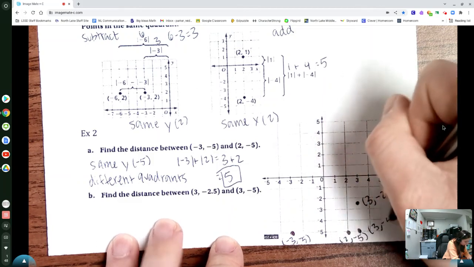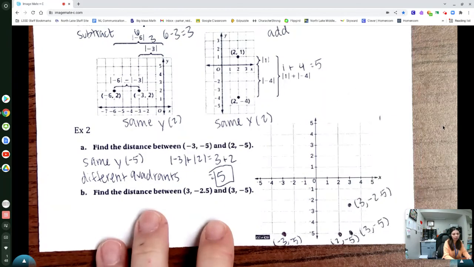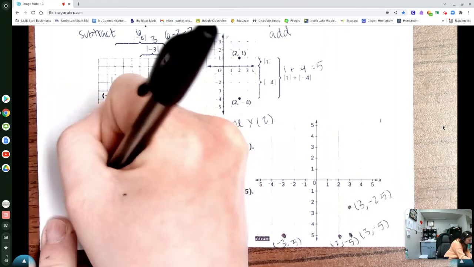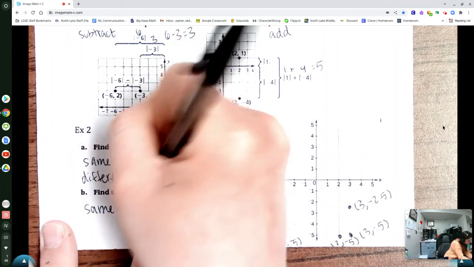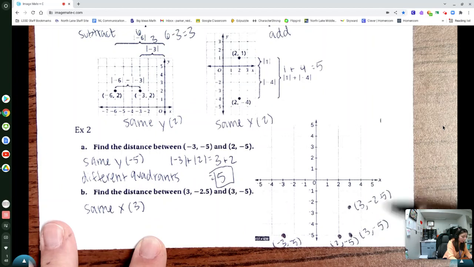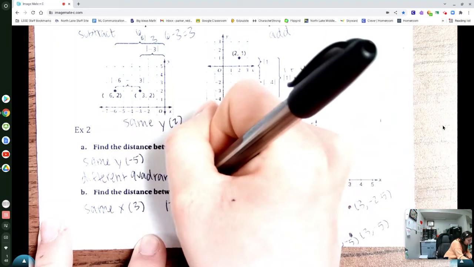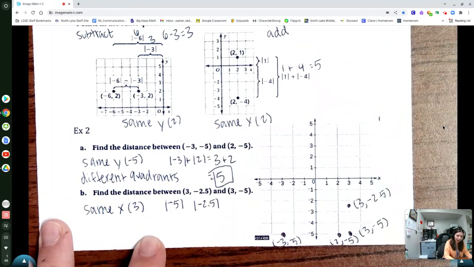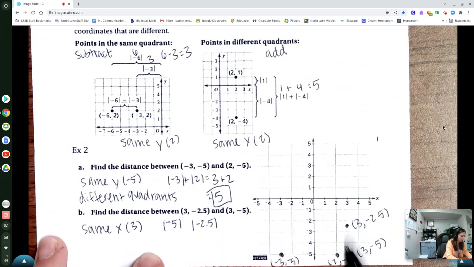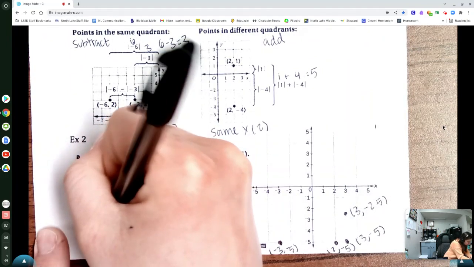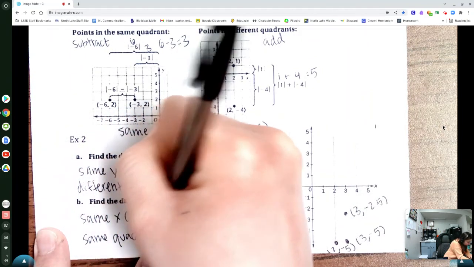3, comma, -5. So remember, we can only find the distance between points that have at least one value in common. These have an x value in common. They have the same x value of 3. That means I need to take the absolute value of the y values because that's what's different. So I'm going to take the absolute value of -5, sorry, and the absolute value of -2.5. Now the question is, do I add or subtract these? Well, these points are in the same quadrant. Same quadrant means we need to subtract them.